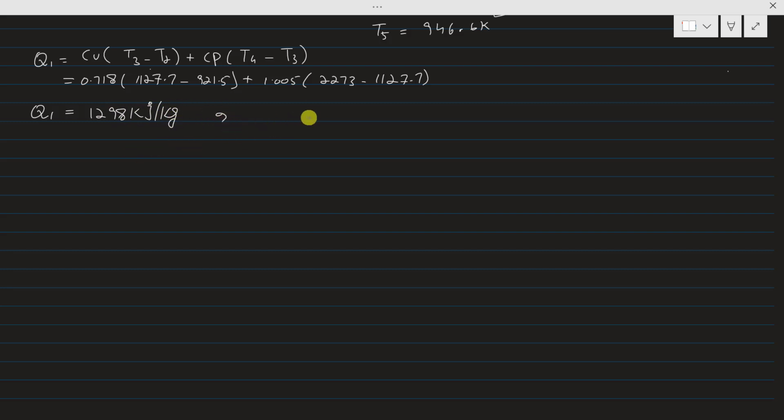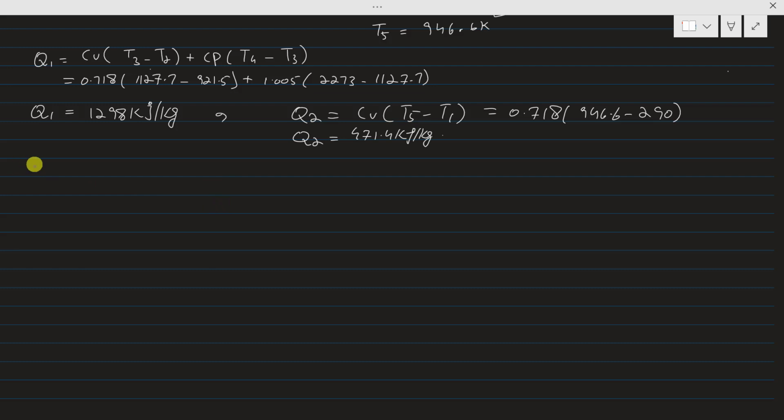So next is the heat that is rejected, which is equal to Q2, and that is equal to Cv into T5 minus T1. So what is Cv? That is equal to 0.718. T5 value is 946.6 minus 290. So you will get the heat that is rejected, after simplification you will find its value, that is 471.4 kilojoule per kg.